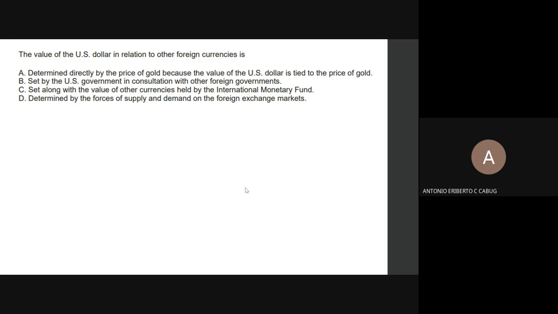Okay, as a general rule, it is determined by the forces of demand and supply, market forces on the foreign exchange markets. Those who are buying and selling those currencies will ultimately set the exchange rate. We are following the floating system. However, it is not the pure version because governments may interfere or intervene from time to time. Correct answer is letter D.